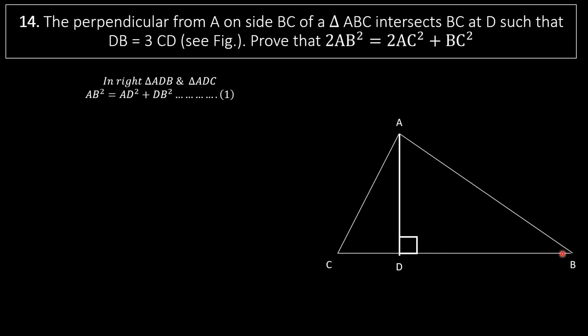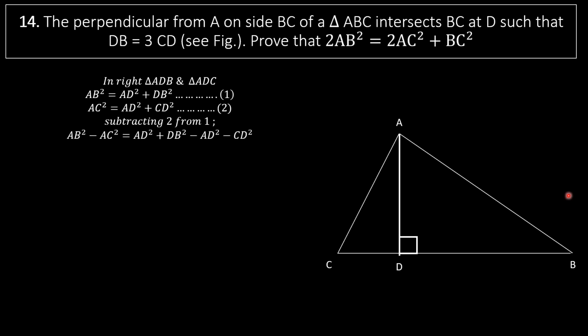to AD square plus DB square from PGT, Pythagoras theorem. Similarly, AC square is equal to AD square plus CD square from Pythagoras again. So let this be 1 and this is second equation. Now if we subtract equation number 2 from 1, what we get?